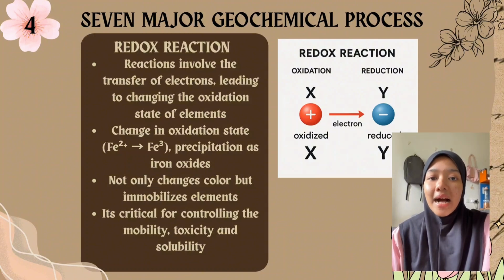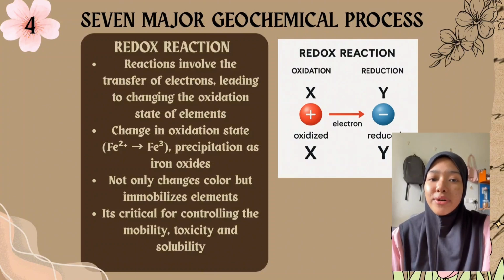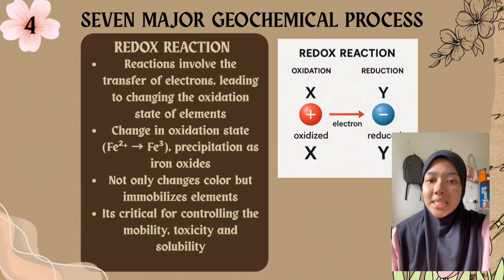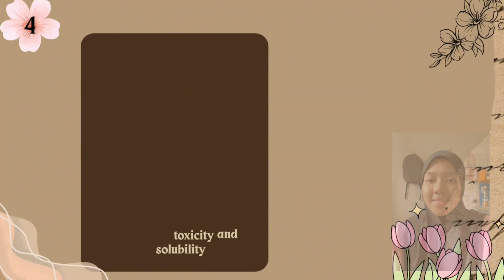In contrast, under reducing conditions such as deep groundwater or wetland sediments, these oxides dissolve, releasing toxic elements like uranium into solution. Redox reactions are critical for controlling the mobility, toxicity, and solubility of many metals and metalloids, which directly affect groundwater safety and environmental risk. They also govern the behavior of nutrients like nitrogen and sulfur in aquatic ecosystems.